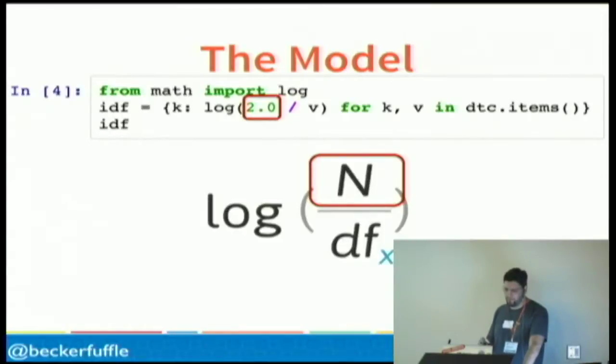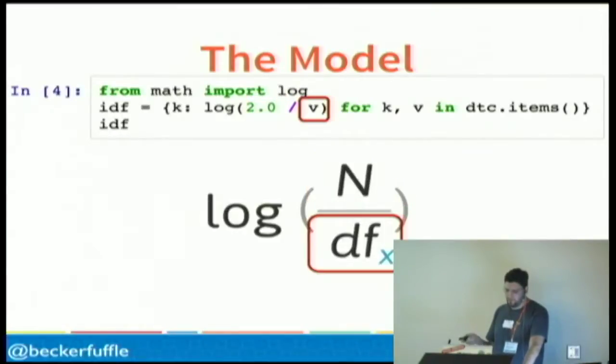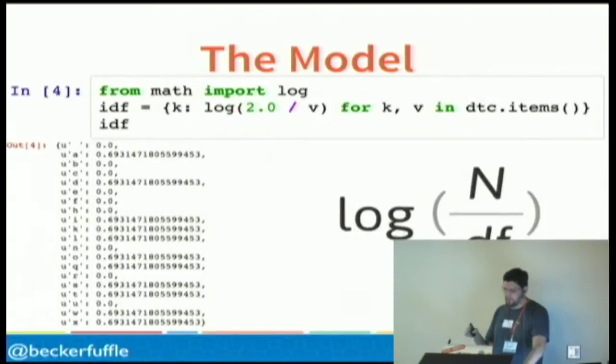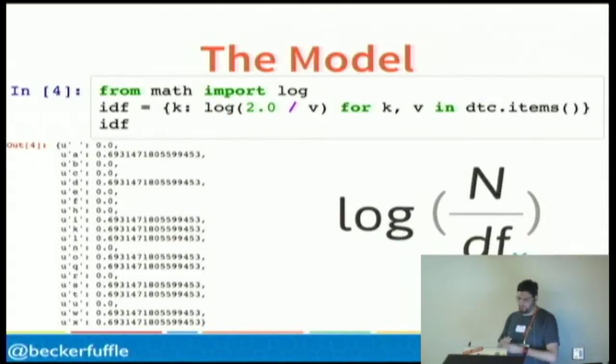So we take the total number of documents, and we divide that by those document frequencies we just calculated. And then we take the natural log of that, which gives us the IDF portion of our formula. And you'll notice how characters that occurred in both documents are getting an IDF value of 0.